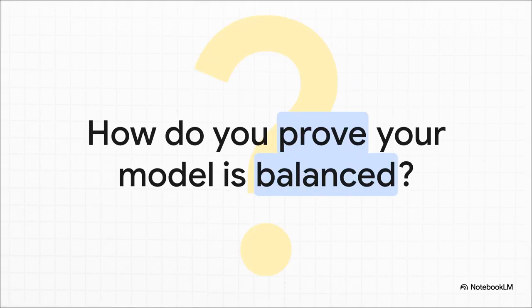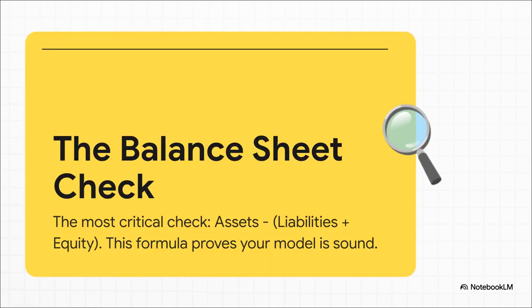I mean, after all that work, how do you prove your model is balanced? How can you be 100% sure that everything is working mechanically the way it's supposed to? Well, here it is. This is the golden rule of financial modeling. You have to build a balance sheet check.